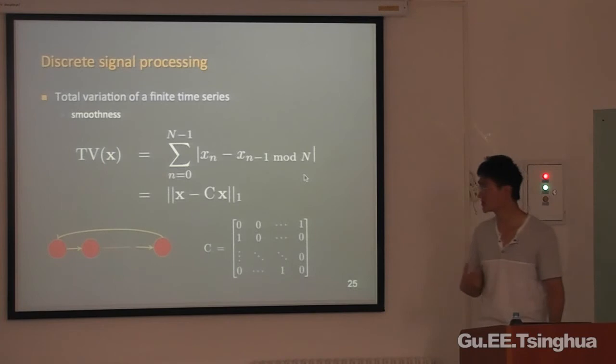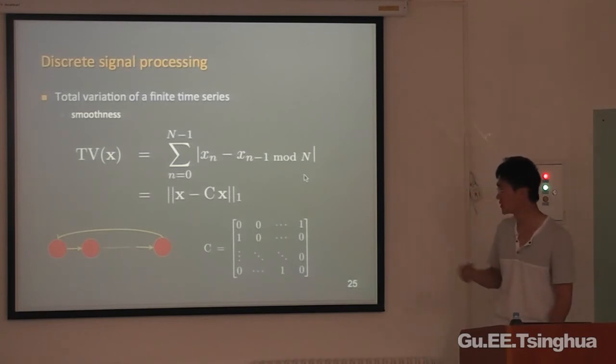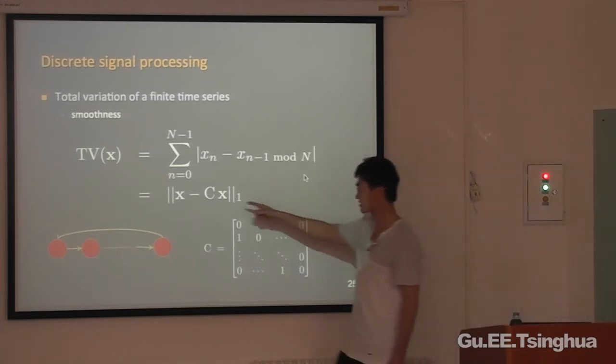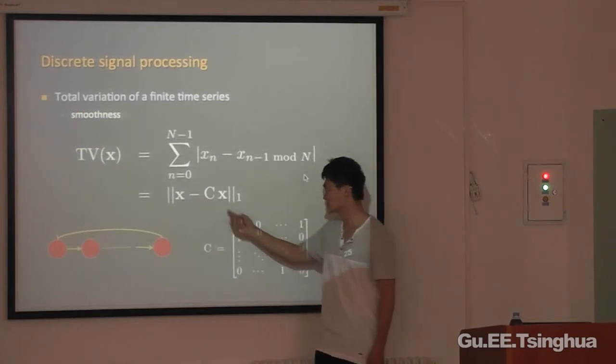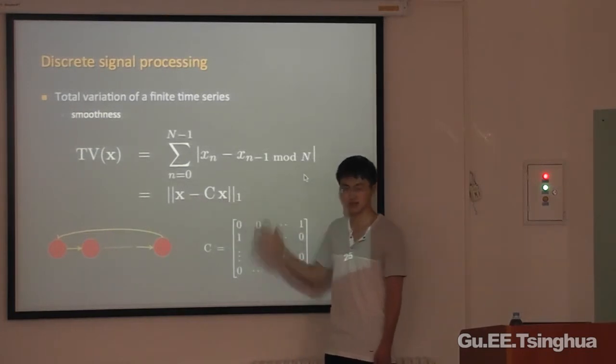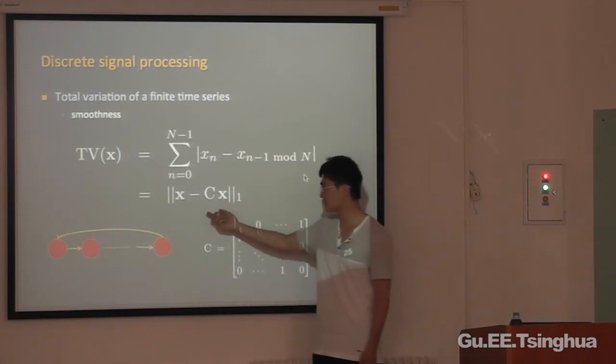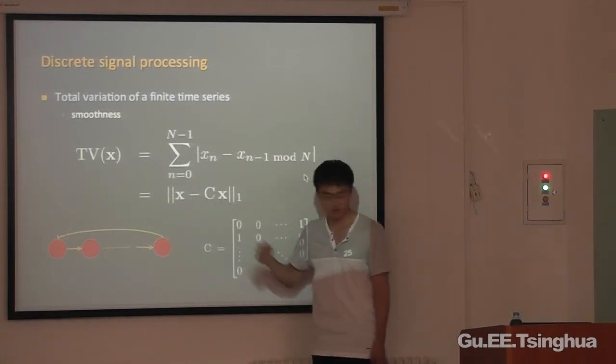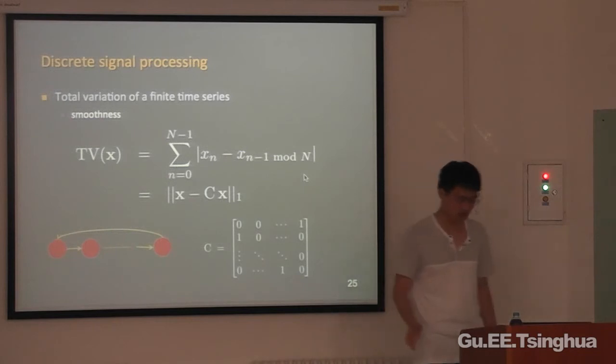In other words, I can represent it in vector matrix form. So this is the original signal minus the shifted version. X is the delayed version. So that's the L1 difference between the current version and the shifted version.